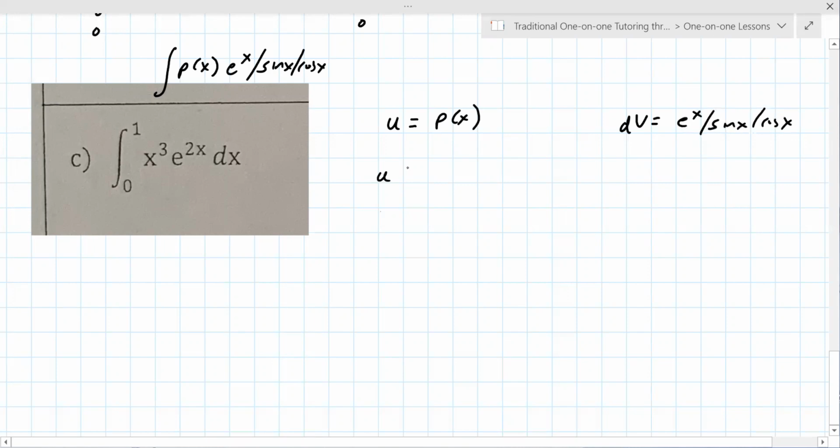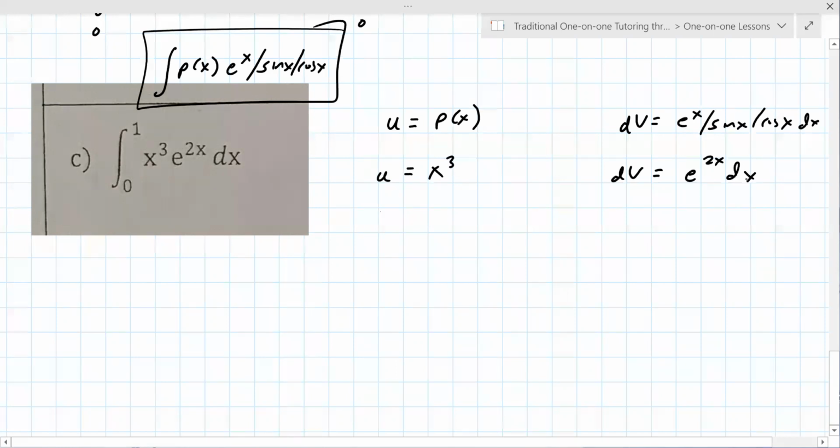Now in this particular problem, your u is x cubed. If you get one in this form on the practice test, you can identify it. If this is the real test, I'll just do the problems. So your dv is e to the 2x dx, and your du, the derivative, is 3x squared dx.